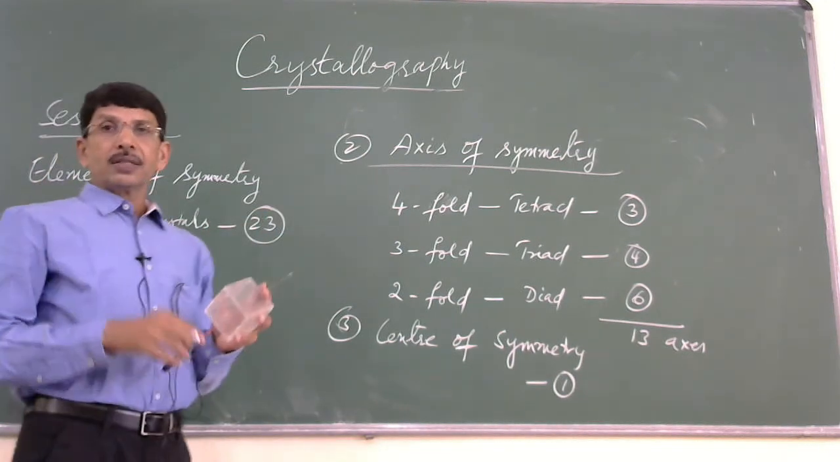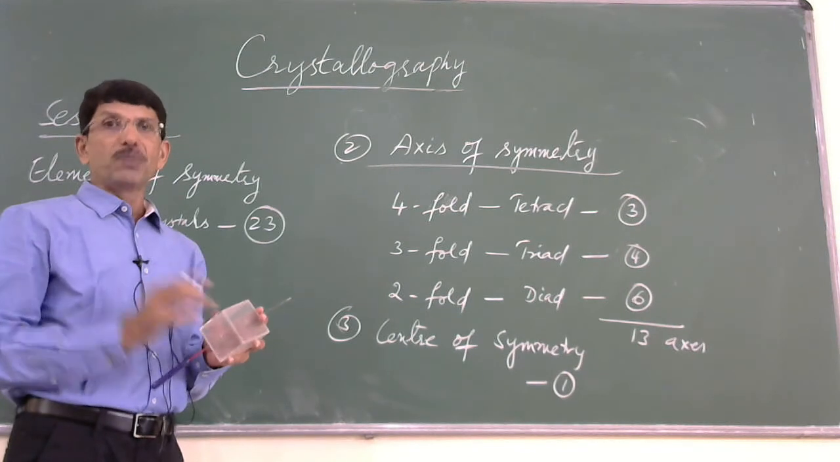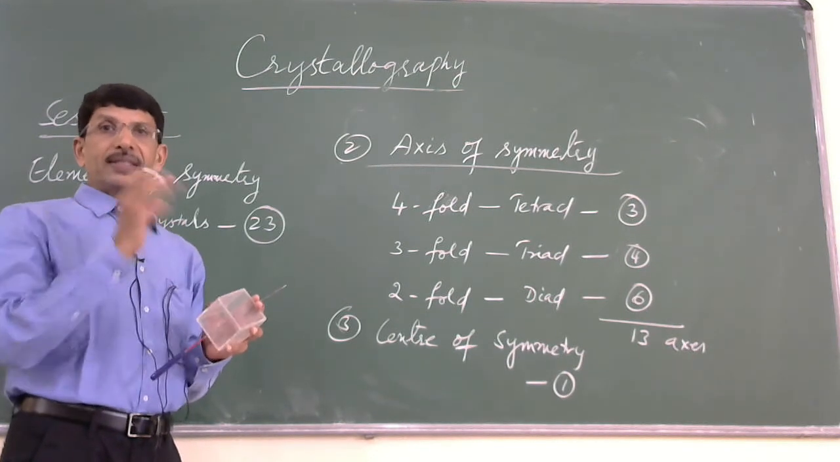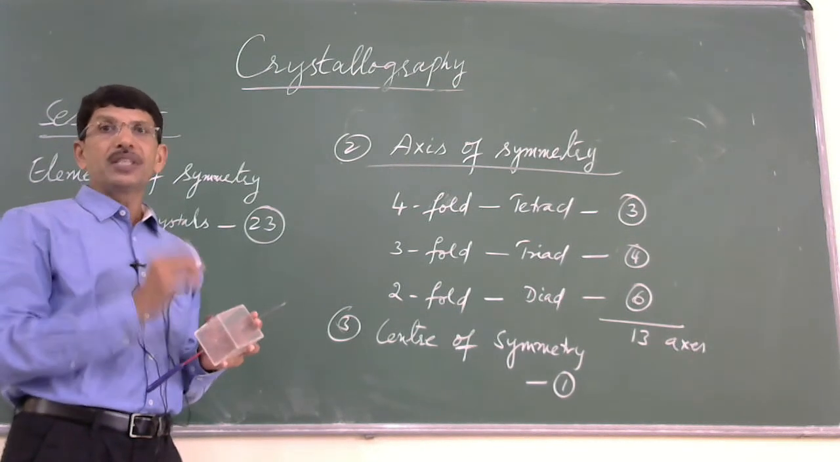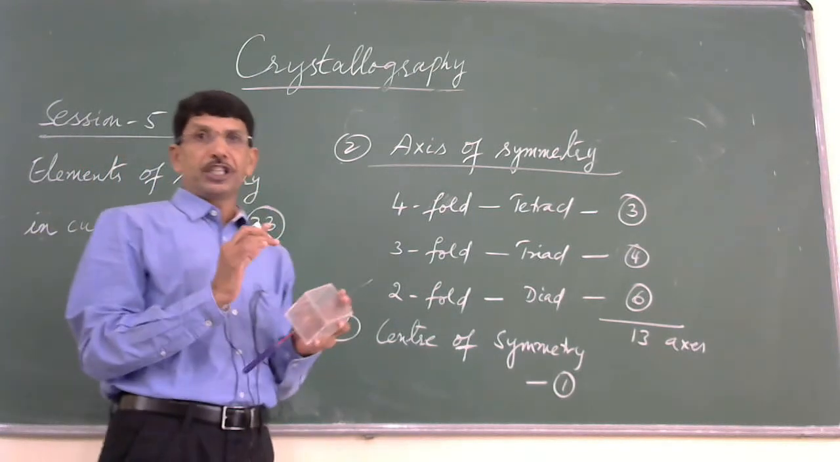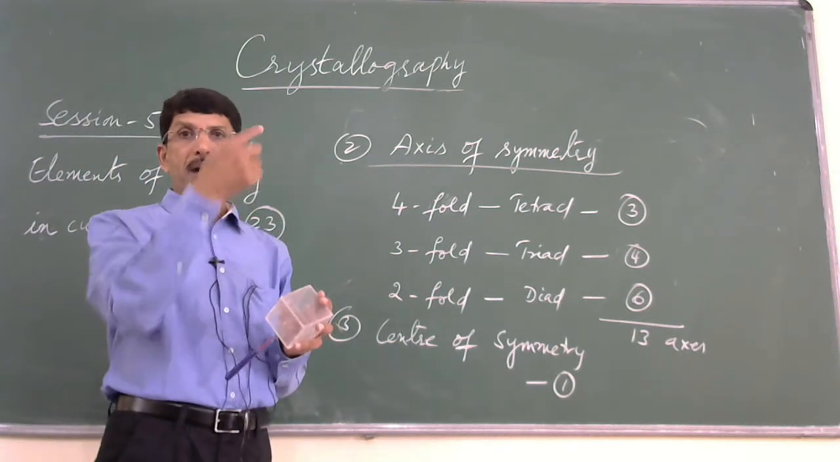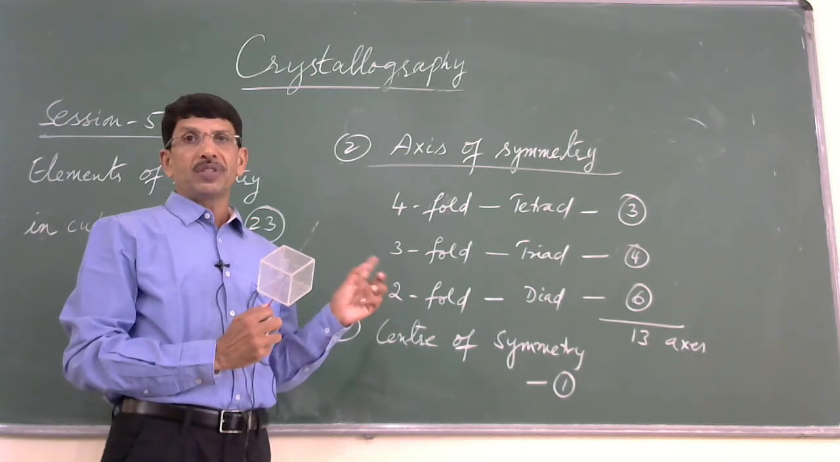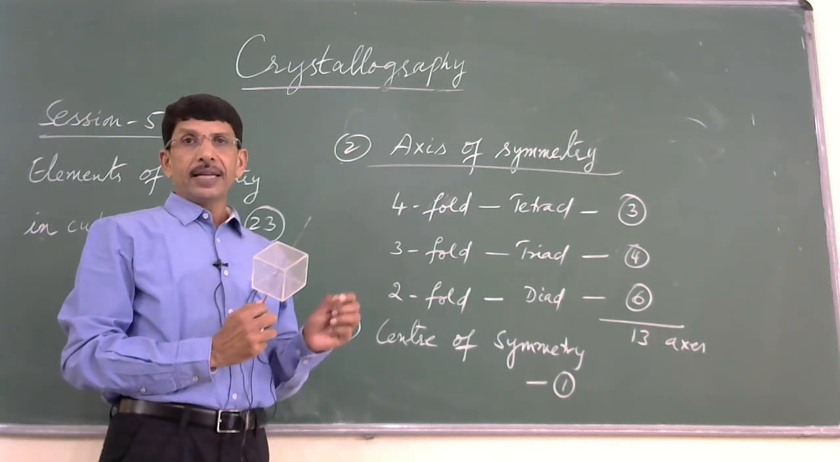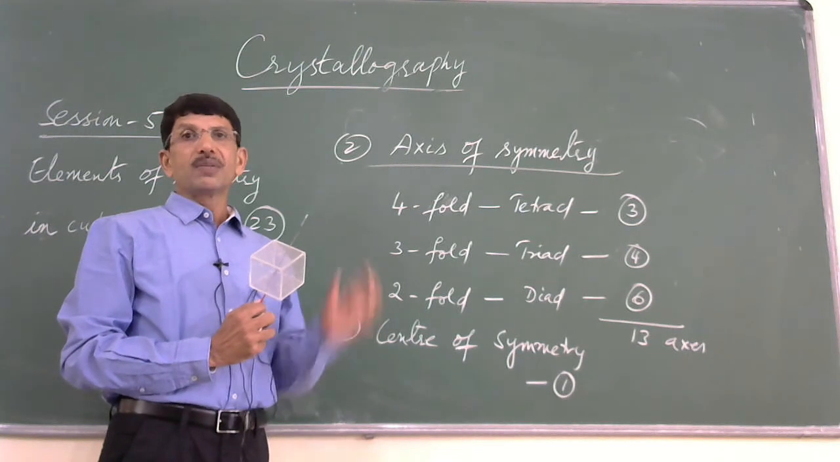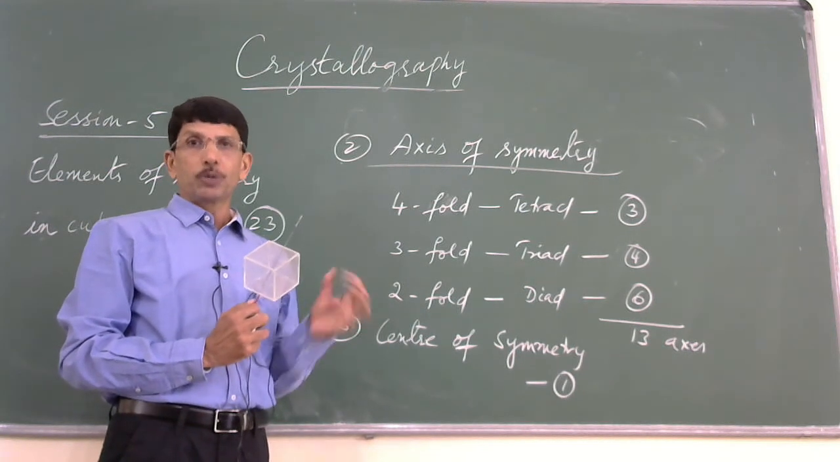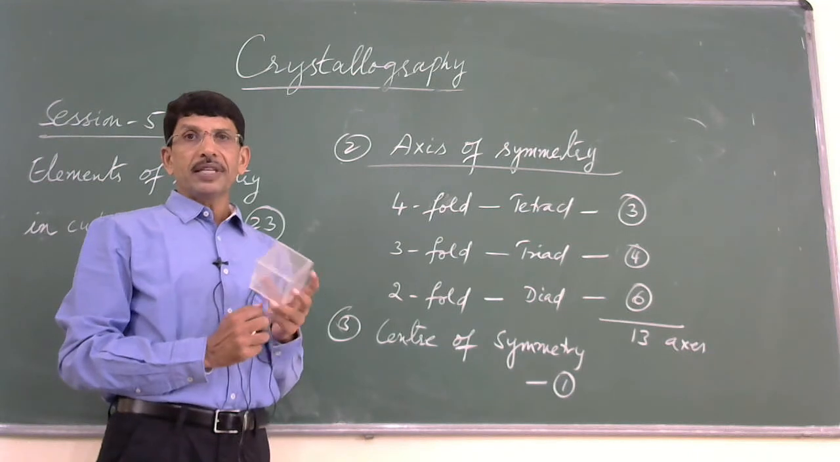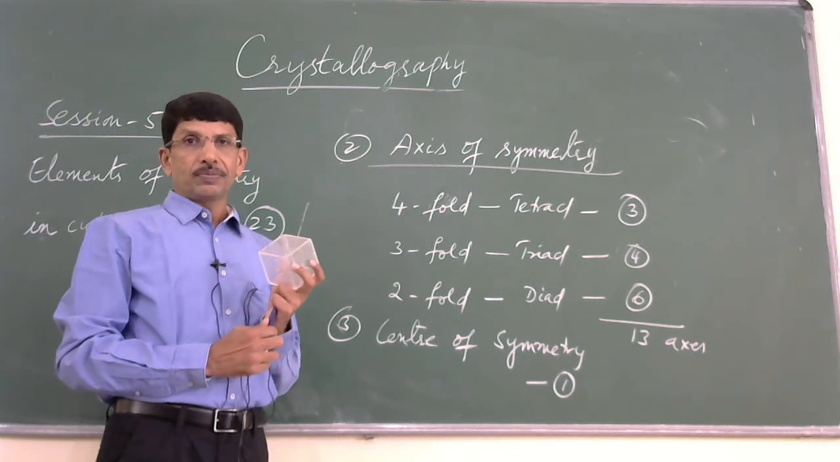And I said, this is the simplest system and the most symmetric. And this is the only system containing 23 elements of symmetry. No other crystal system among the 7 crystal systems has so many elements of symmetry. And as I said, it is the most symmetric and simplest system, that is the cubic system, having 23 elements of symmetry. Thank you.